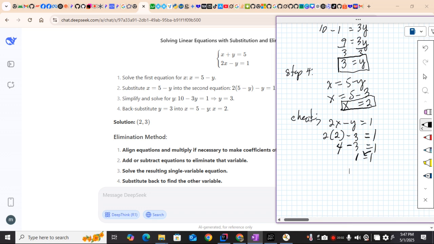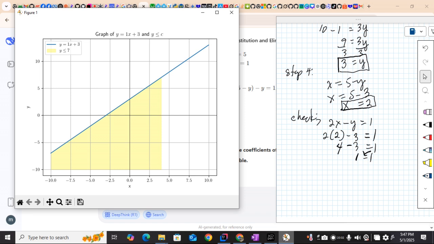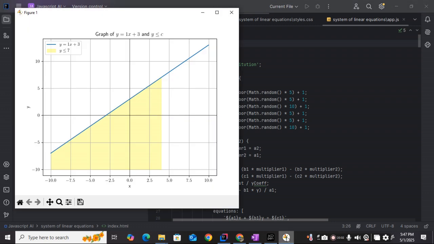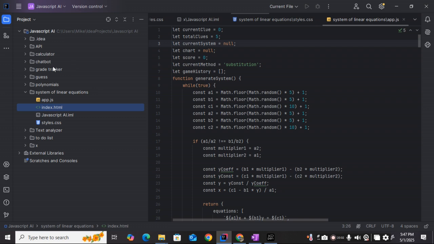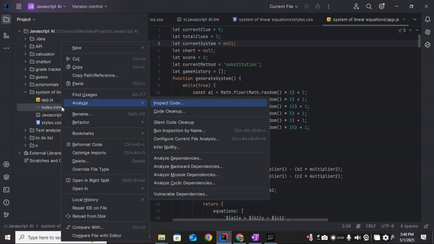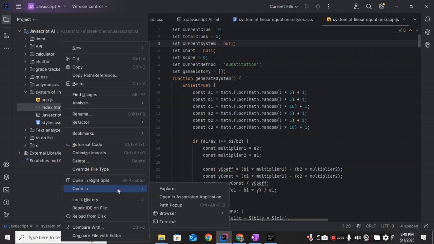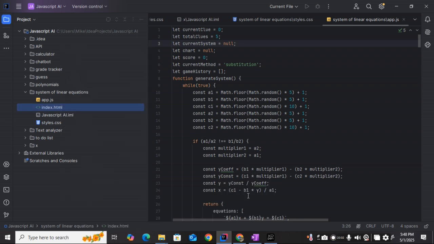Now, let's try to have another example. Here I have prepared another program. I have written it such that it is a web page that will involve solving linear equations by substitution or elimination, and we can also have a visualization such that it could display a graph. So let's try to open the program in Chrome.